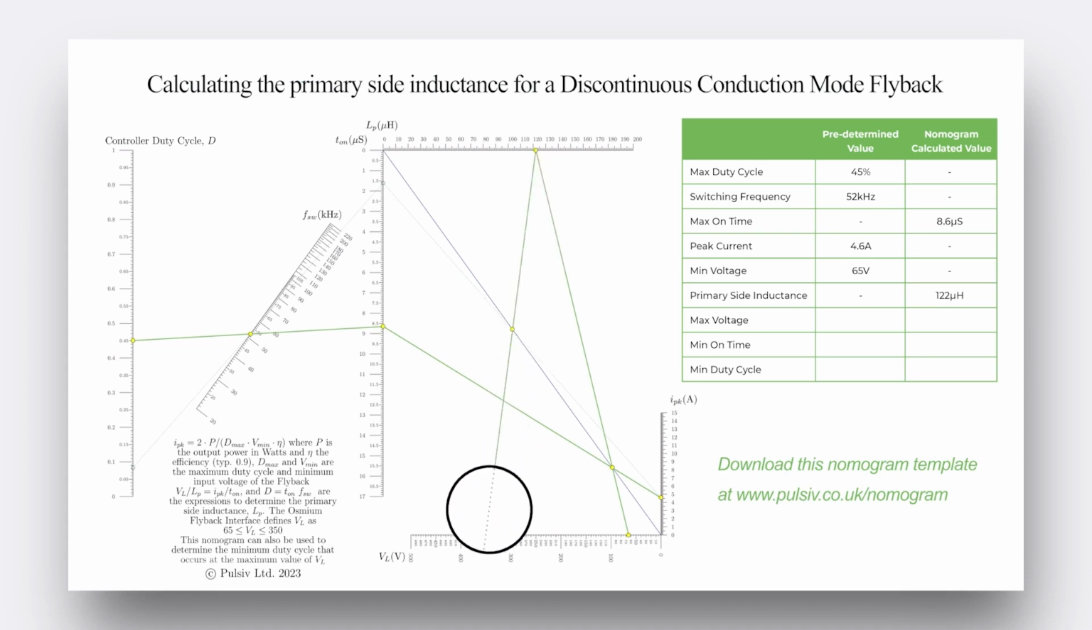With this primary side inductance at the maximum voltage of 350 volts, and for the same peak current, the on time is 1.6 microseconds, which at 52 kHz results in a duty cycle of 8.5%.